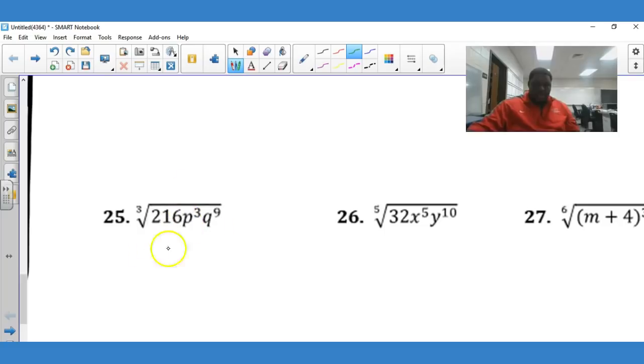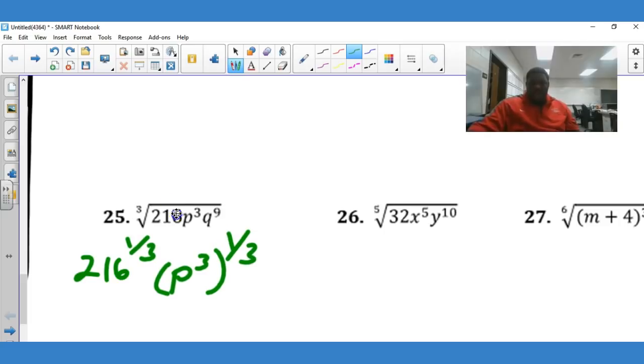And lastly, I'm going to jump to something like this. First off, if it was me, I would rewrite all these. I would rewrite this in exponential form. I would go 216 to the 1/3 times p cubed to the 1/3 times q to the 9th to the 1/3. All I did was rewrite this in exponential form. Remember, that's your index. That becomes your denominator. So if I had the cube root of x, it would become x to the 1/3. All this is the radicand, and all of it goes to the 1/3.